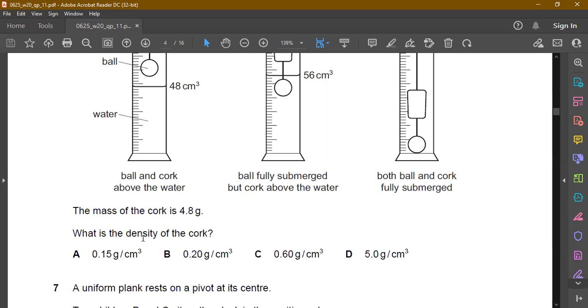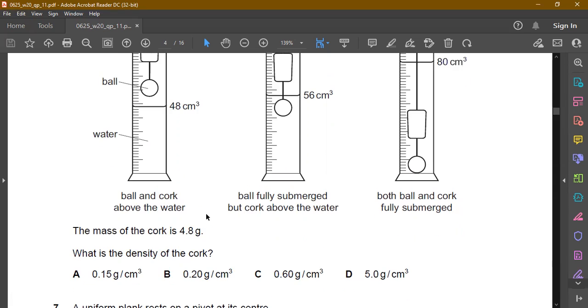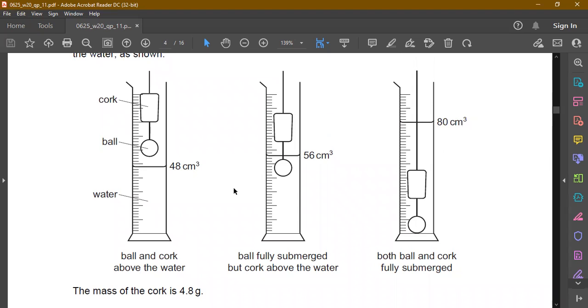Correct. Density equals mass over volume. So here we already know the mass of the cork, which is 4.8 grams. From this diagram, we can determine the volume using this measuring cylinder. It's quite different because here we have two objects, the cork itself and the ball, and the water. Because we just want the volume of the cork, we can ignore the first figure and focus on this one.